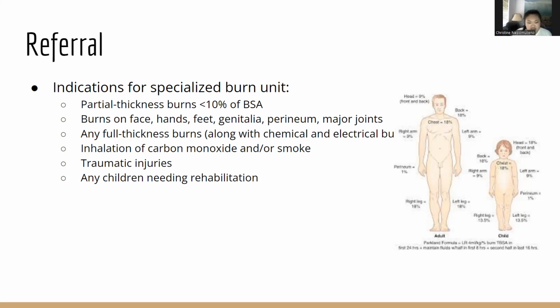And so on the side, I added another picture of the rule of nines, which explains the total body surface area. You can see how it compares from an adult to a child.